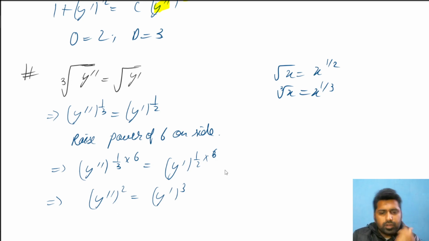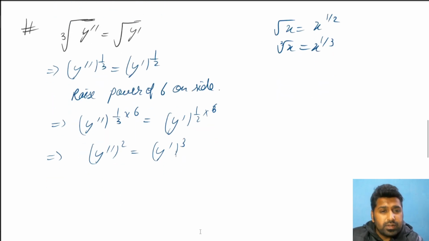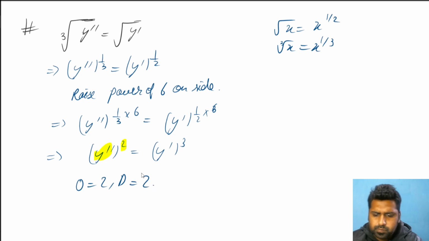Now both have positive powers. Now is the degree defined? Yes. What is the highest order derivative? 2. What is its highest power available? Also 2. So for this question, order is 2, degree is also 2.